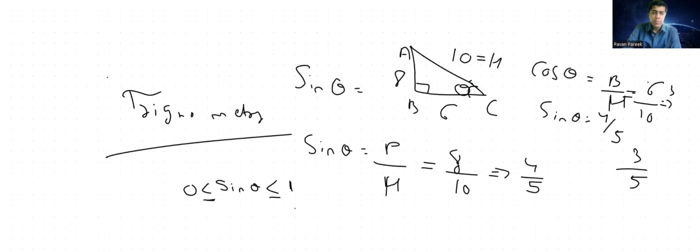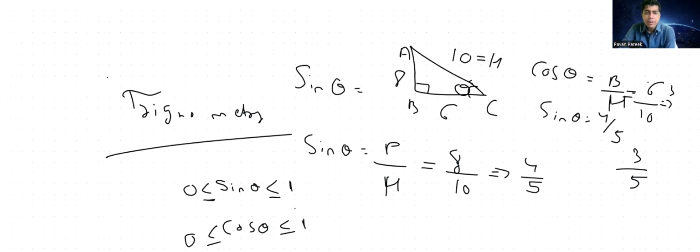One thing again: as we just found out, the range of sine theta is from 0 to 1. In the same way, I can say cos theta is also from 0 to 1, because cos 0 is 1 and cos 90 is 0. So this is what sin theta and cos theta mean.